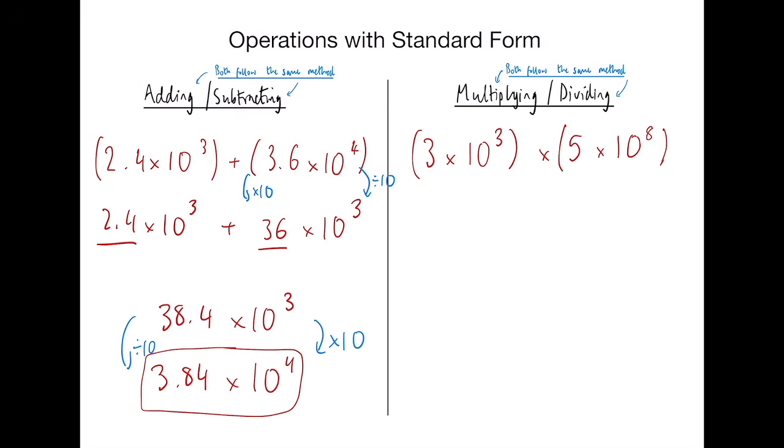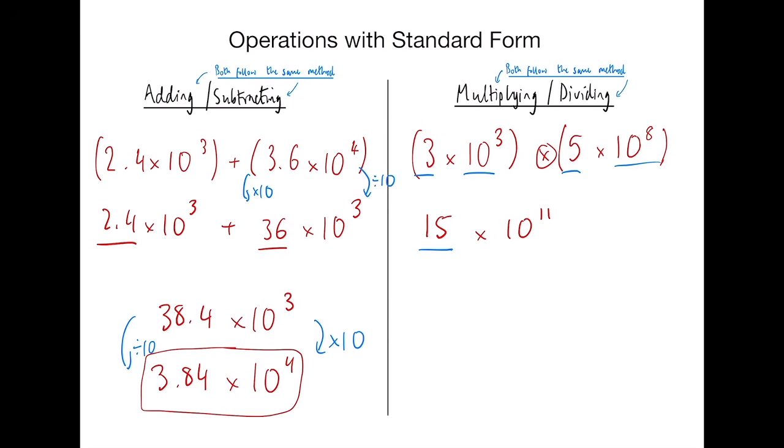On the other side of the page, we have multiplying and dividing. This one, you'll be glad to know, is a little bit easier. You don't really have to fuss as much. And again, multiplying and dividing follow the same method, so I'm only going to do one example. 3 times 5 makes 15. And then if we look at the powers, using the indices laws that you probably know about, 10 to the power of 3 multiplied by 10 to the power of 8 means that we add the two powers together. So it's going to be times 10 to the 11, because 3 plus 8 makes 11.